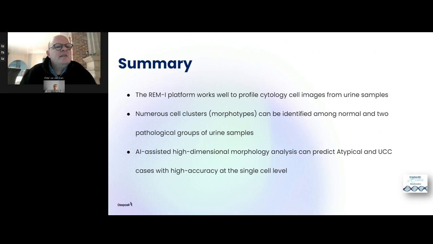So in summary, the platform works well to profile cell images obtained from urine samples. Numerous cell clusters, we call them morphotypes, can be identified among the normal and the two pathological groups in the urine samples, so the atypical and the urinary cell carcinoma. AI-assisted high-dimensional morphology analysis can predict atypical and UCC cases with high accuracy at a single cell level. So our first pilot was pretty successful.